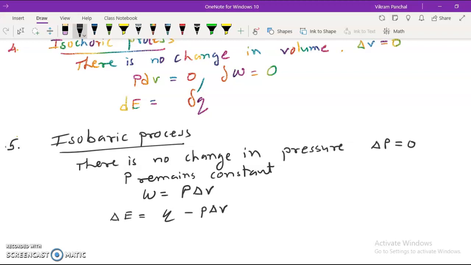So this way we can determine the internal energy change in different processes using the first law of thermodynamics.